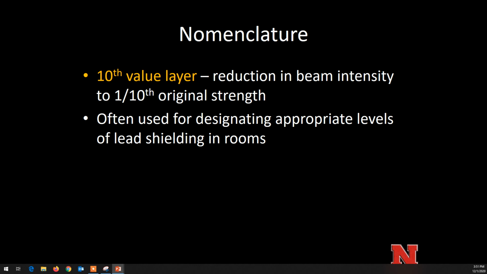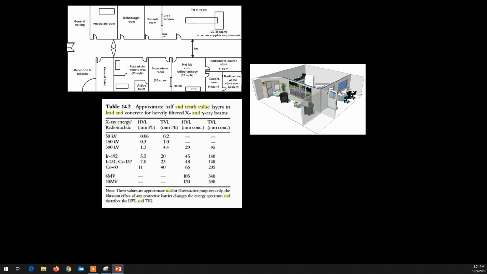If you think about designing a room, there are federal regulations for how much radiation the public or a healthcare worker can be exposed to. So when we design an X-ray room, we have to make sure that the lead lining of the walls is thick enough to make it a 10th value layer or something like that to meet federal guidelines, so that we're not exposing people in the hallway or administrative staff that aren't wearing lead to inappropriately high levels of X-ray beams.